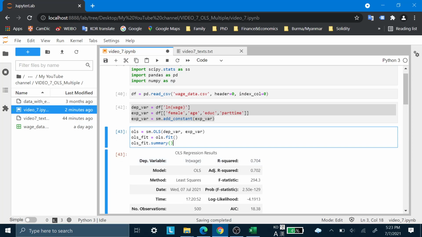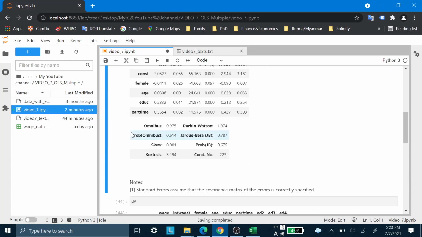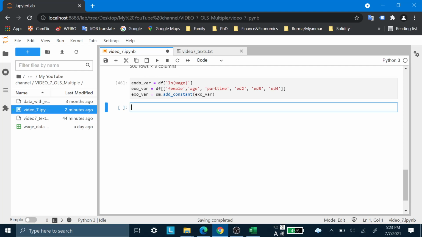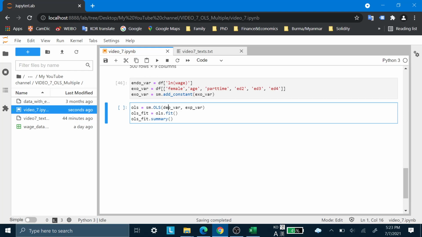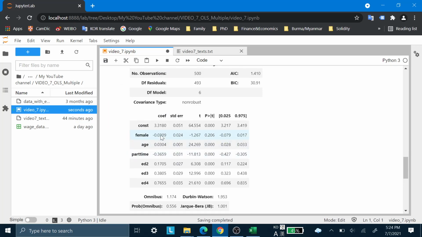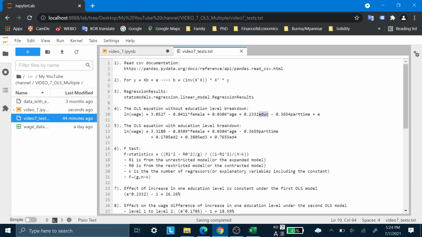And I will copy these two to save my time, and change this to endo, and change this to exo, and OLS ED. I call it OLS ED. Awesome. So now you have ED2, ED3, and ED4 in place of the education variable. And I have already written the equation here.